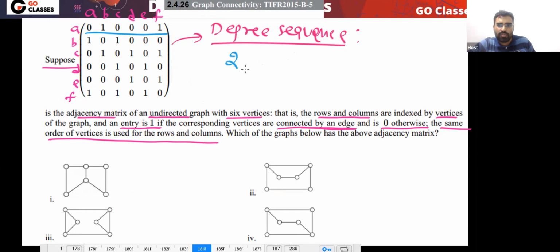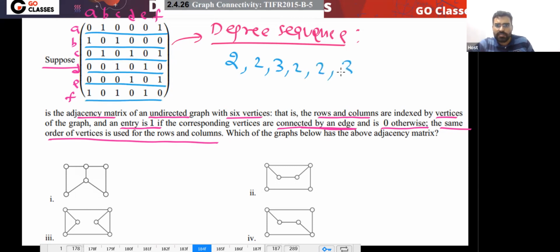Degree of A is 2. Degree of B is 2. Degree of C is 3. Degree of D is 2. Degree of E is 2. Degree of F is 3. So the degree sequence is 3 3 2 2 2 2. This is the degree sequence.